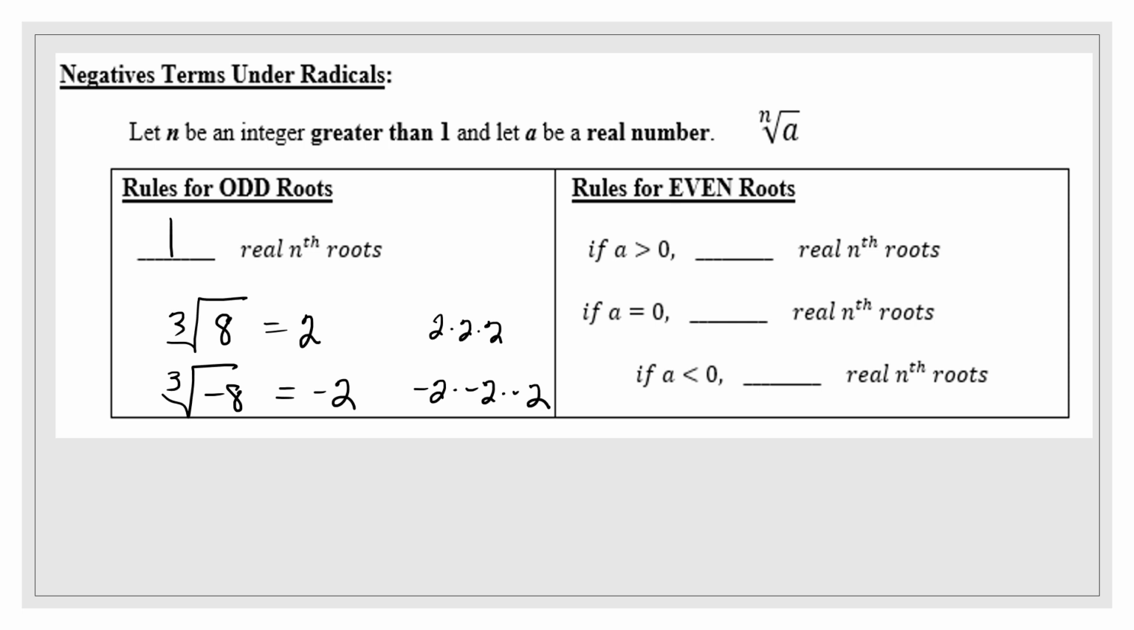However, for the even roots, we're going to have a couple of different rules. If the value of the number underneath the radical is greater than 0, in other words, if it is positive, then you're going to have two real roots, both a positive and a negative. If it equals 0, then you will have one root. And if it's less than 0, in other words, if it's negative, then you are going to have 0 real roots. Remember, we did these a while ago. These are going to be your two imaginary roots. Keep that in mind as we go through the following examples.